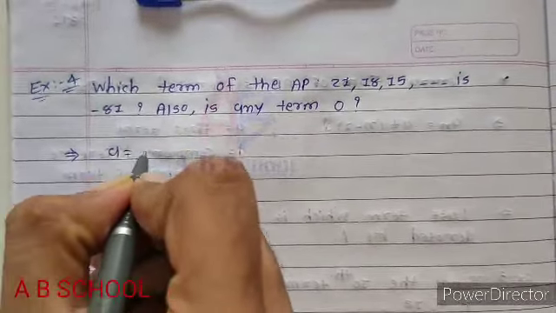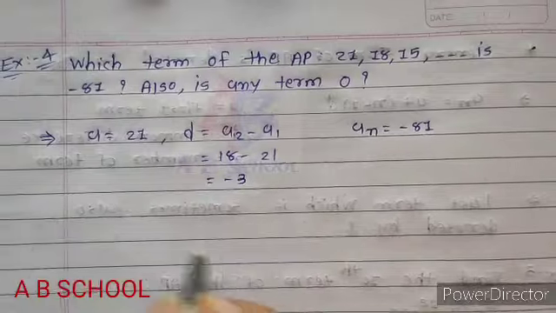For common difference D, we know that D is equal to A2 minus A1. Value of A2 is equal to 18 minus value of A1 is equal to 21. So common difference D is equal to minus 3. Suppose last term AN is equal to minus 81. Now find value of N.